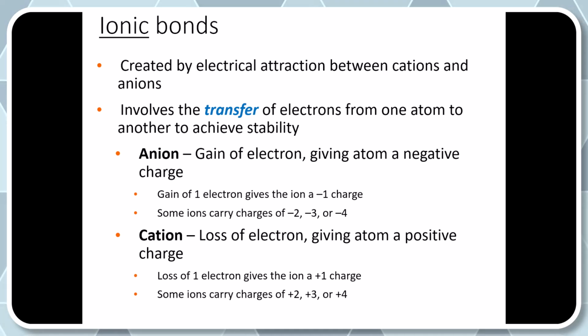A cation is when an atom has lost an electron. So again, that charge of the electron is negative. So when you lose a negative thing, that's actually a positive. So it gives the atom a positive charge because it still has those protons in the nucleus. So losing 1 electron gives the ion a +1 charge. You could lose 2 electrons and get a +2, lose 3, get a +3, and so on there.